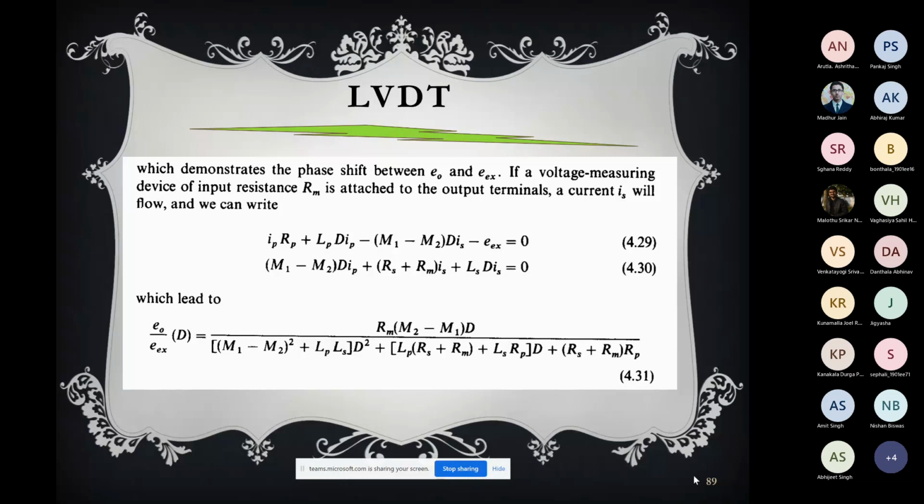Here, if you see this expression, it becomes a second order transfer function. So if you consider the ideal LVDT, it will be a first order system measuring device. If you consider a real LVDT when the loading effect is present, it will become a second order system. Okay.